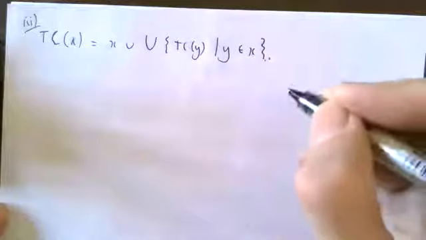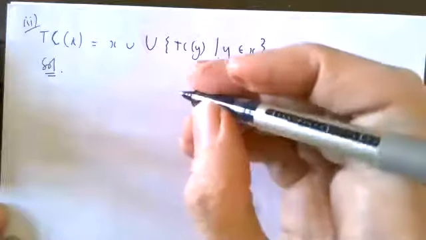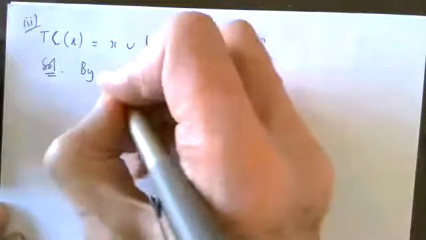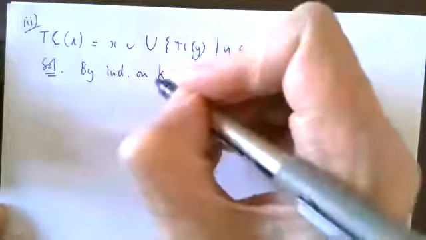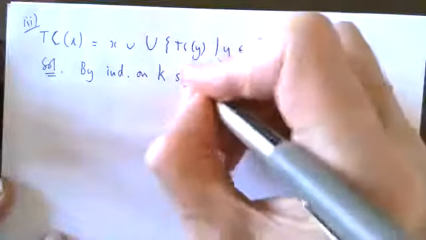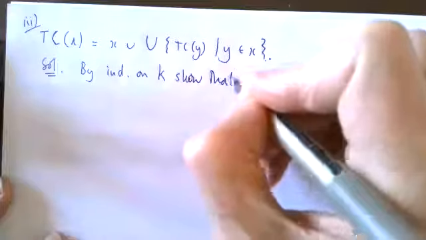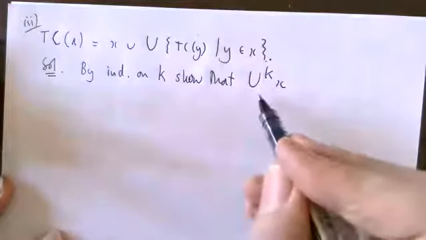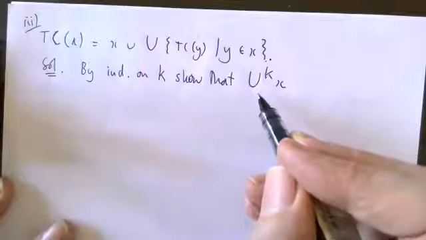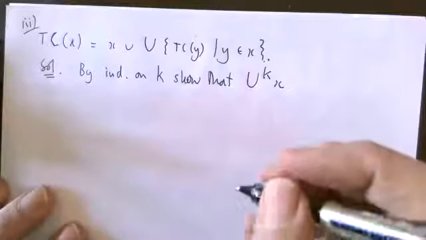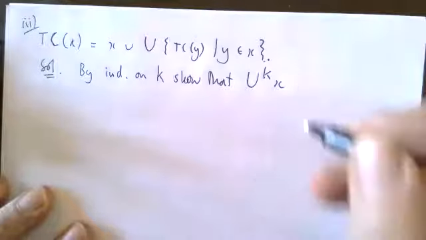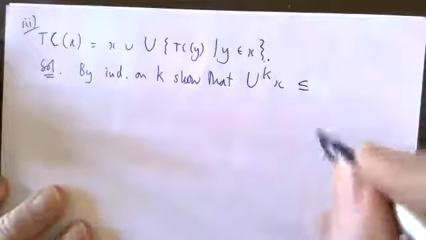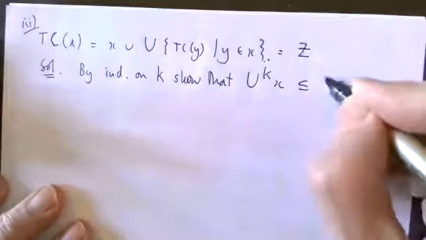Okay, so here's one method. We just say by induction on k. We'll show that all of the things in here, some of the components of TC of X, right here, are contained in the right-hand side. Let me call this right-hand side Z, so I don't have to write it out again.